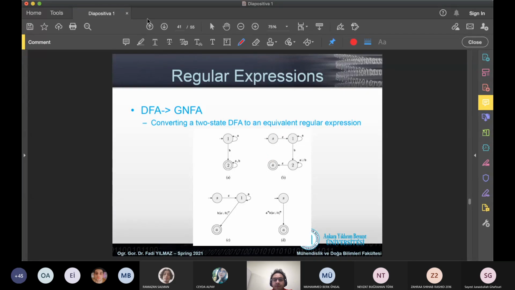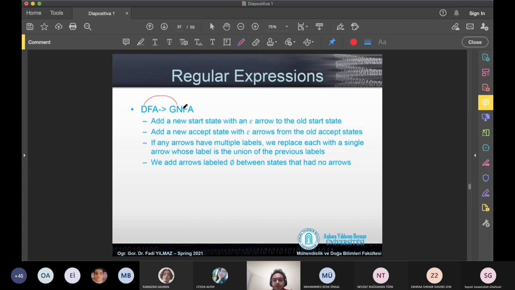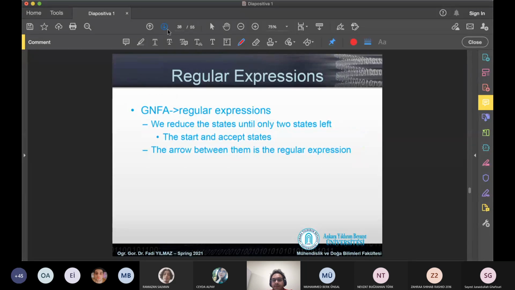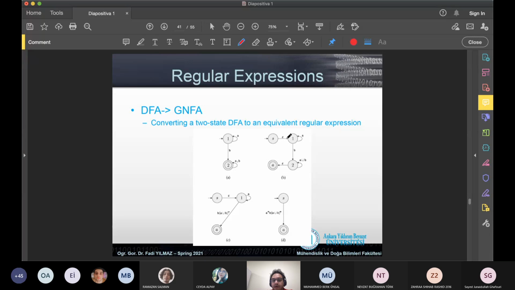Okay, guys, if you look at these 4 rules, we just follow them. It says to add a new start state with an arrow, epsilon, to the old start state. This is the first step, right? We add a new start state to the old start state with the arrow epsilon. So this doesn't change anything, right? This doesn't change any kind of descriptive power of this start state.